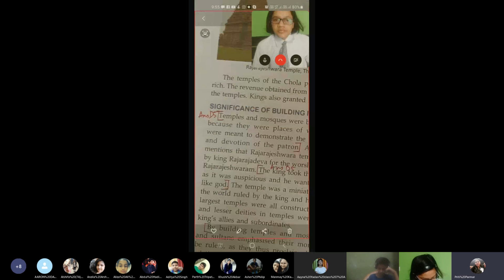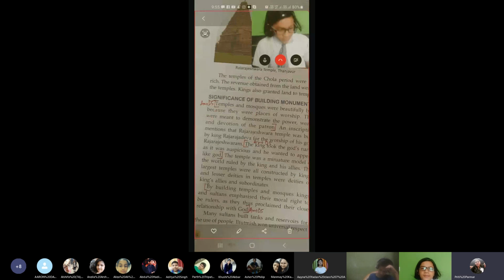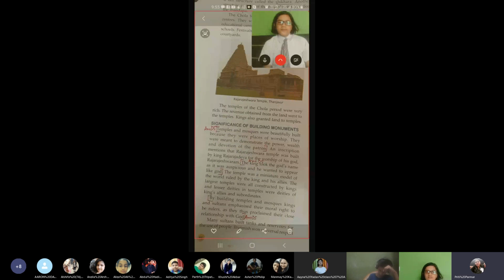Let's see further. By building temples and mosques, kings and sultans emphasized their moral right to be rulers, as they thus proclaimed their close relationship with God. So now, why did they build temples and mosques? The kings built them because they wanted to proclaim themselves as the rulers next to God, so that they could be regarded by people as supreme powers.